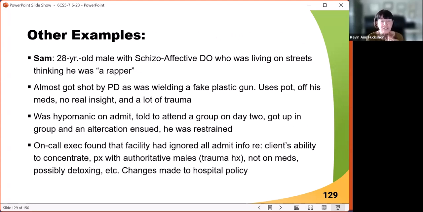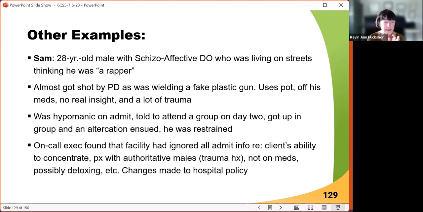Another example, Sam, this young man I knew very well, a 28-year-old male who had schizoaffective disorder. He constantly ran away and lived on the streets, because most of the time he lived with his mom, who was lovely and exhausted. And this particular time, he was wielding a fake plastic gun in the city of Wilmington, one of the most dangerous, violent cities in the country if you adjust for size. And he almost got shot. He was very, very lucky, because the police officer who noticed the gun realized he knew Sam, and Sam thought he was a rapper. He also used pot a lot.